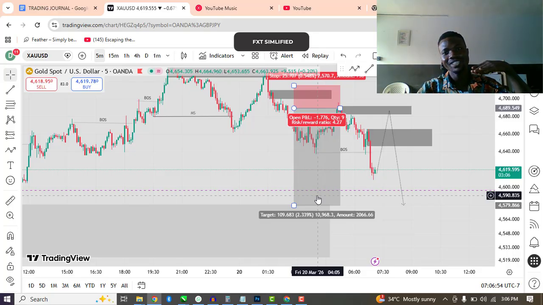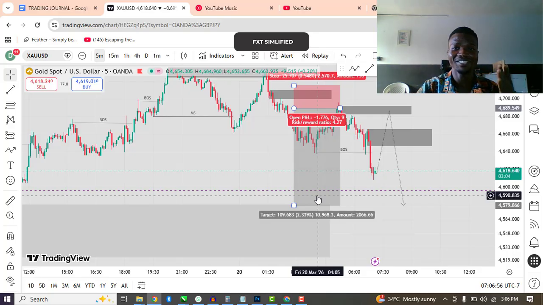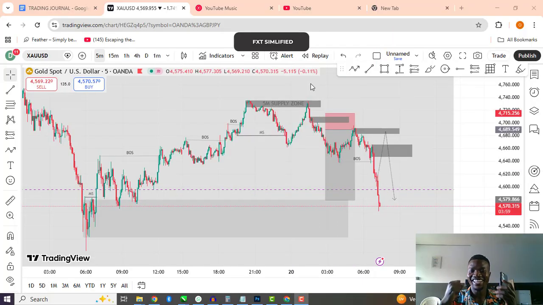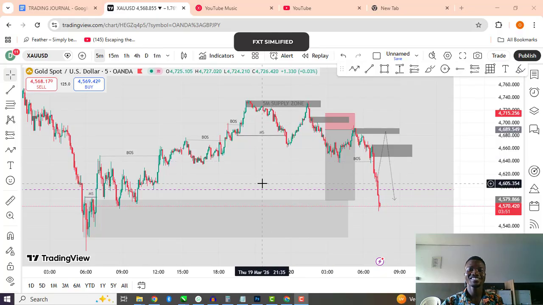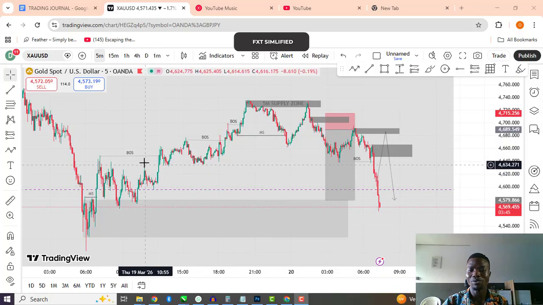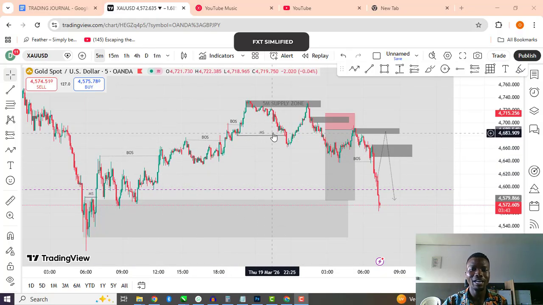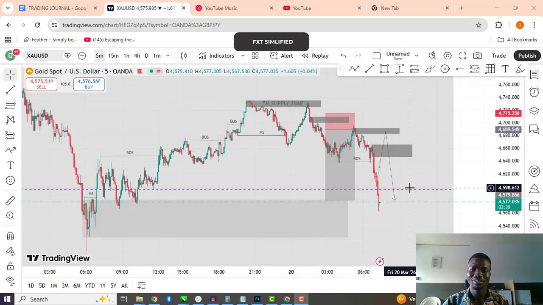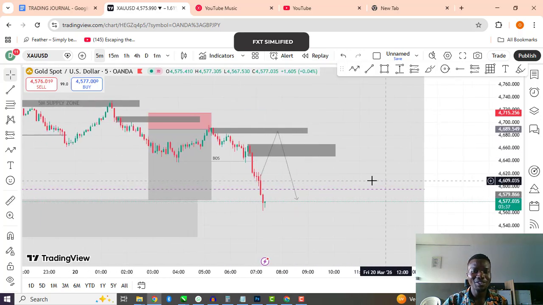Yes, I finally did it. I did it, man. Just look at this. Trading can be so simple as just marking up your BOS, your market shift, and your liquidity zone. Really, price has already taken TP.